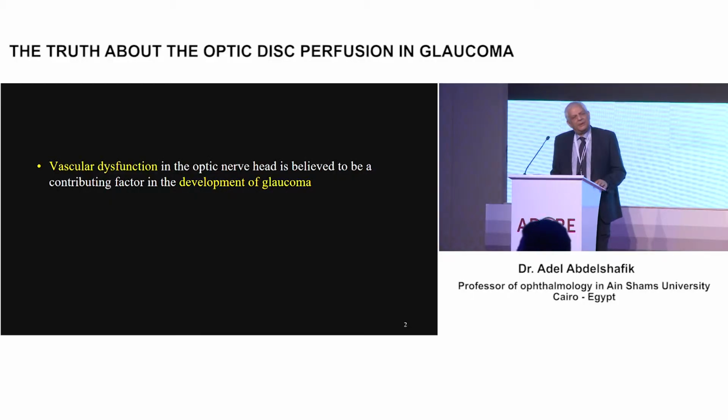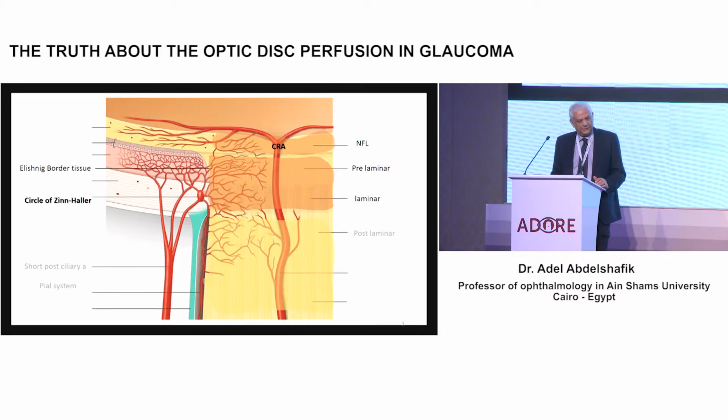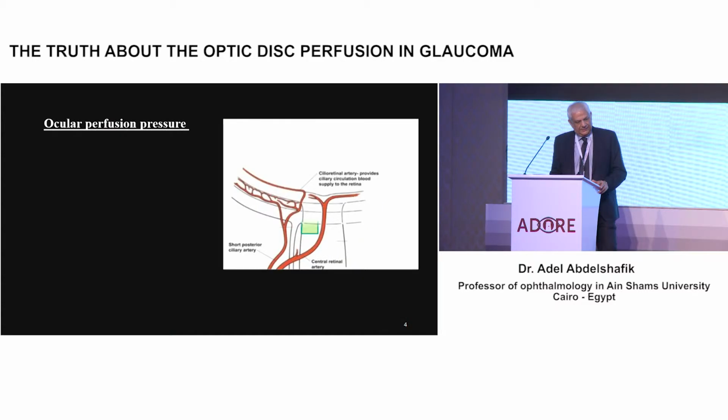My talk will be about ocular perfusion. Vascular dysfunction of the optic nerve head is believed to be a contributing factor in the development of glaucoma. We all know that the circulation of the optic nerve head in the nerve fiber layer comes from the central retinal artery. The prelaminar, laminar, and postlaminar regions come from the short posterior ciliaries, and the postlaminar also comes from the pial vessels.